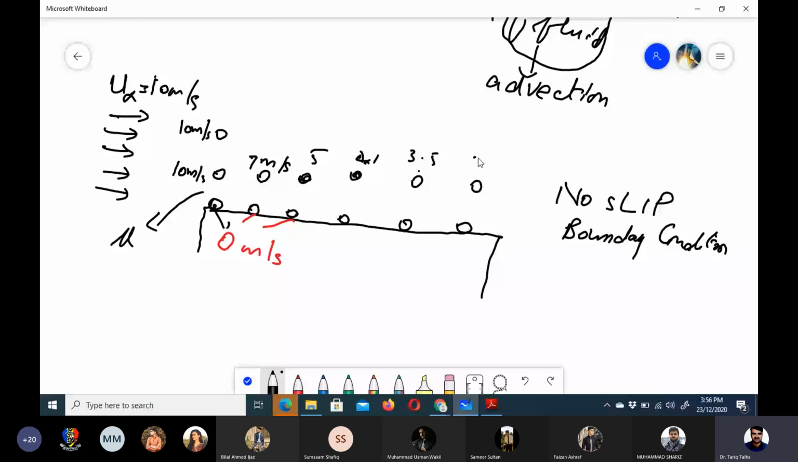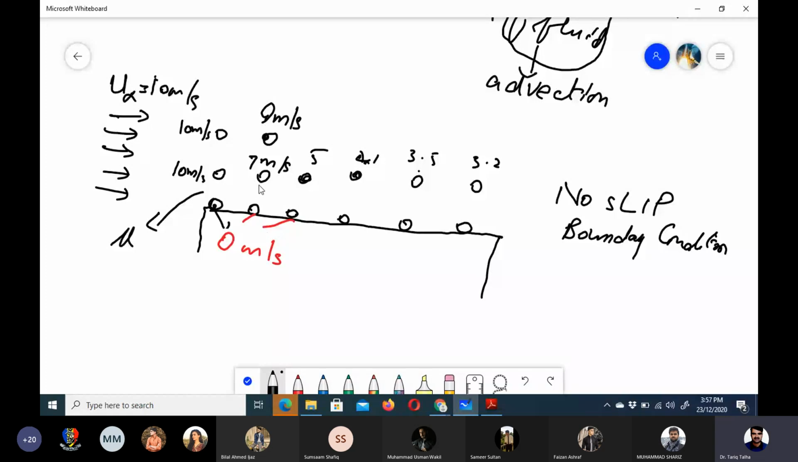And if we keep on going, what about the third layer? First, it was 10 meter per second. Now, because it is 7 meter per second, it cannot exert the same drag force which was exerted by this 0 meter per second molecule, which is in the first layer here. So its value maybe would be 9 meter per second, right?